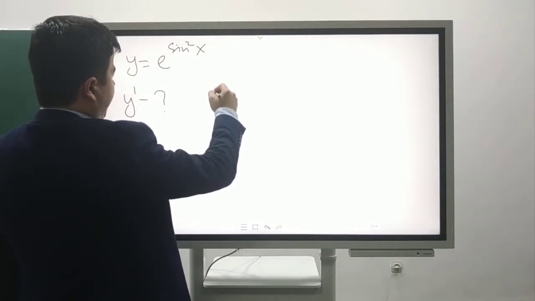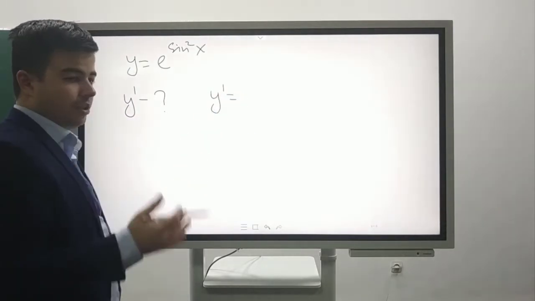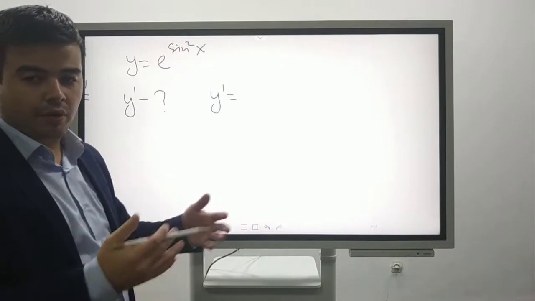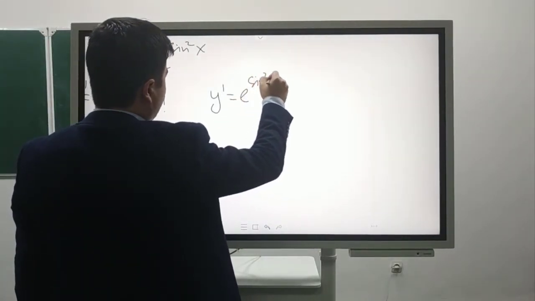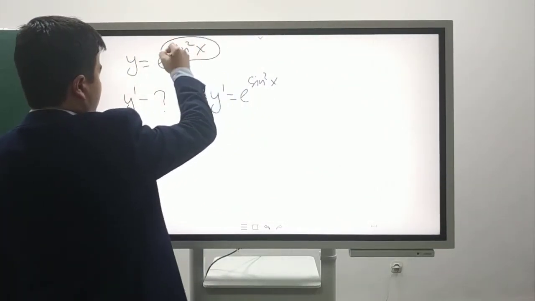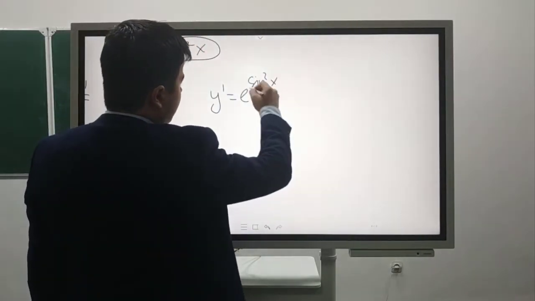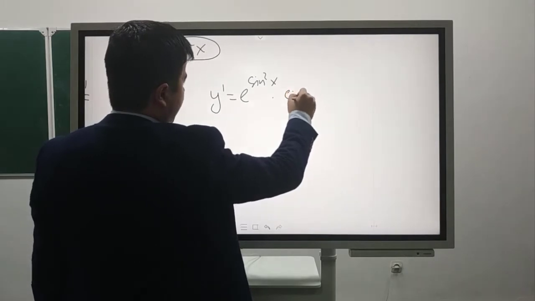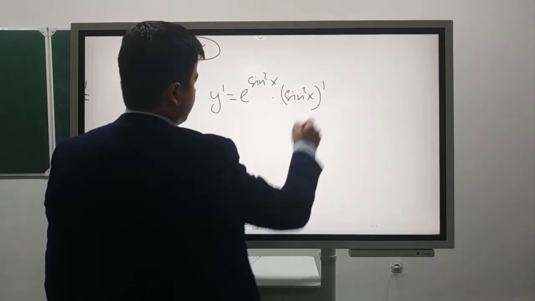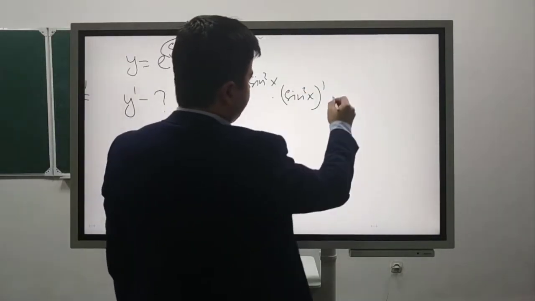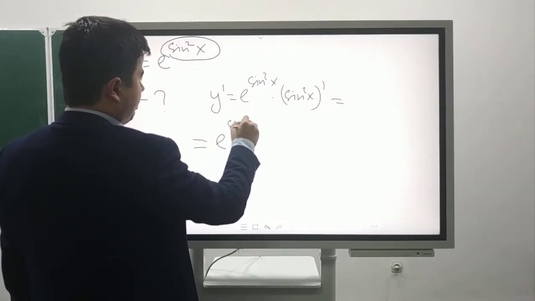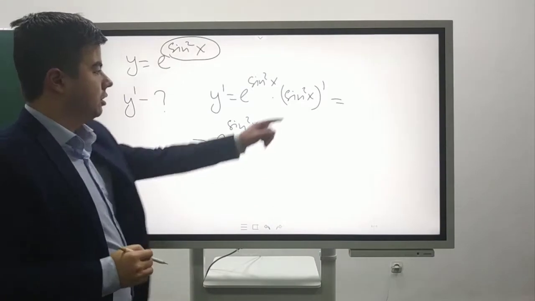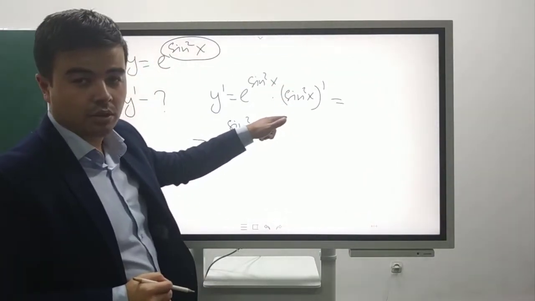y prime is e to the power of x again, since the derivative of e to the power of x is e to the power of x. So e to the power of sine squared of x, our x is this one, times the derivative of this second function, sine squared x. Yes? So now let's continue: e to the power of sine squared x times the derivative of sine squared x.